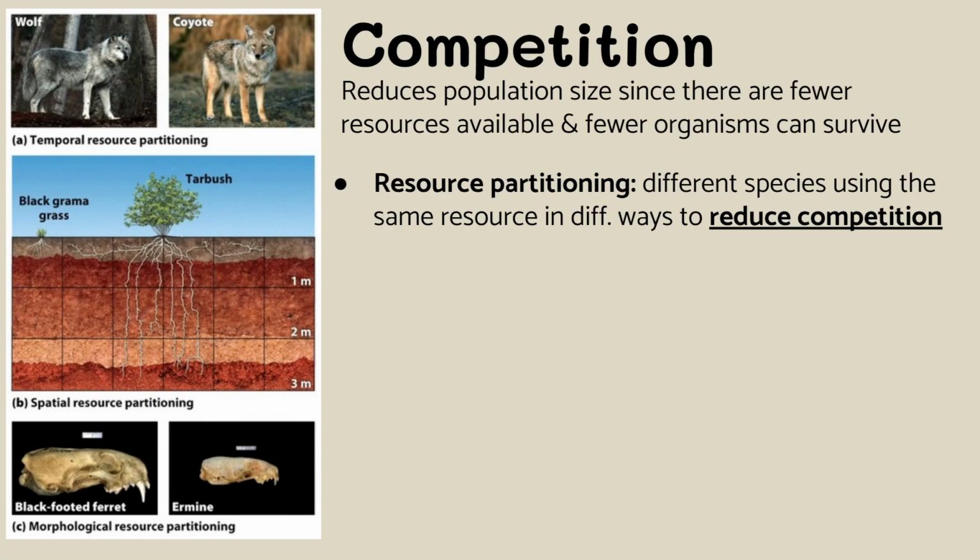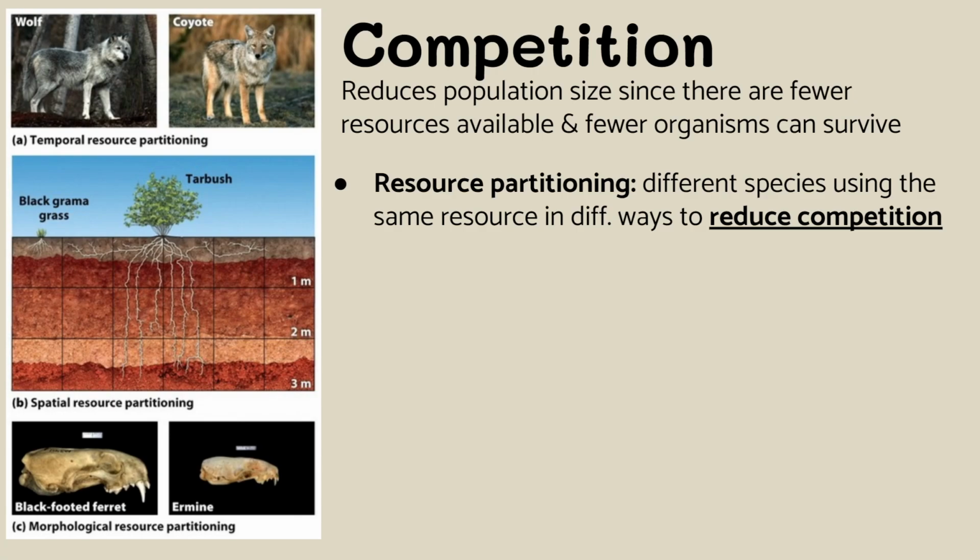I want to point out that the species do not get together and have a meeting about this. They do not strategize. It is just the idea that evolution favors traits that allow them to utilize the same resource but in a slightly different way. There are 3 different types of resource partitioning.